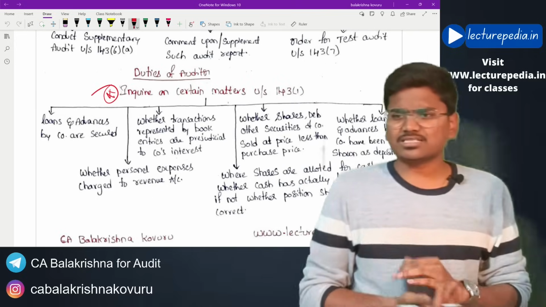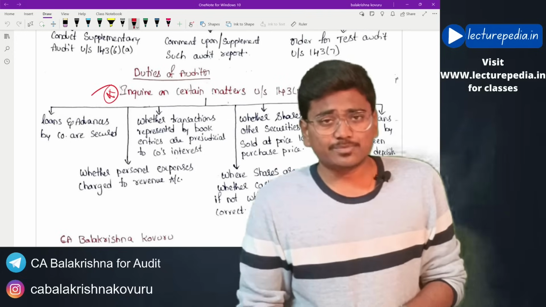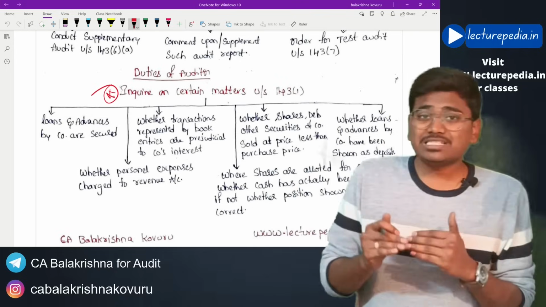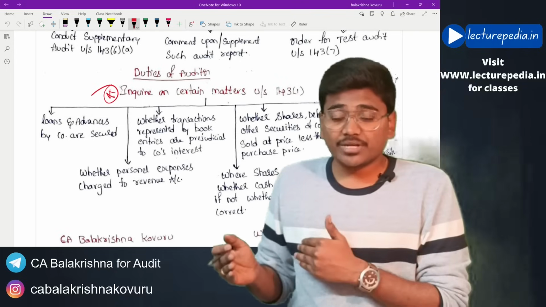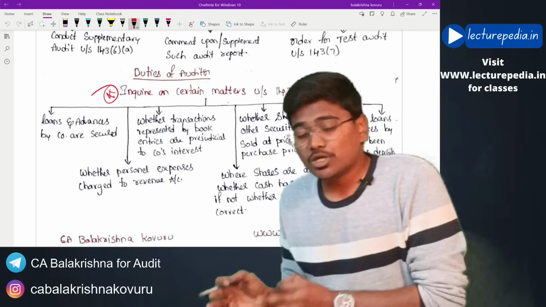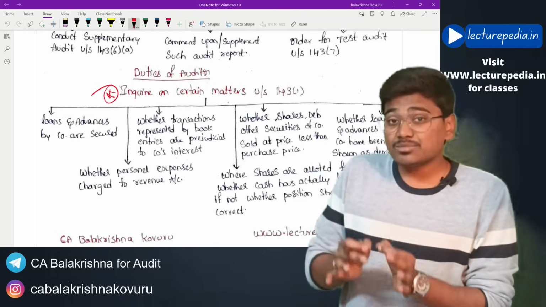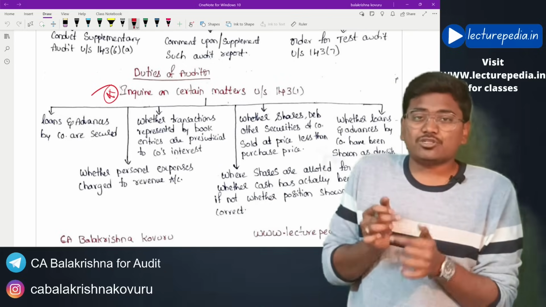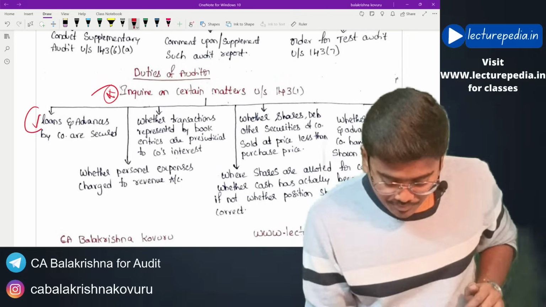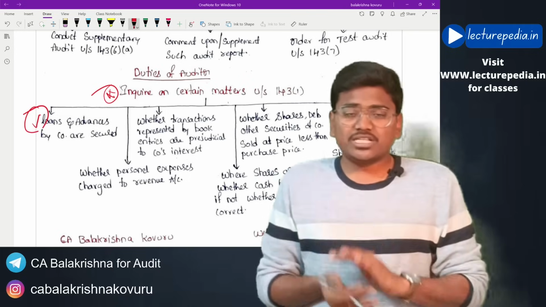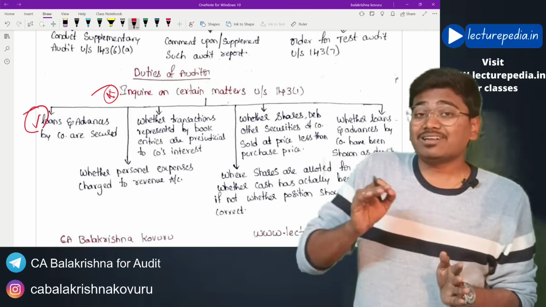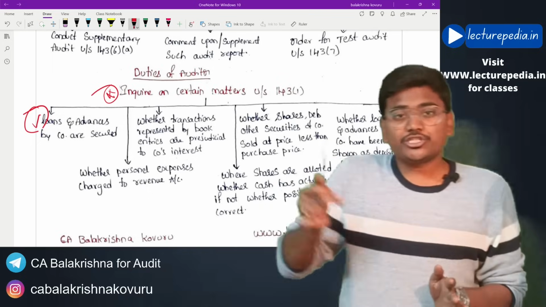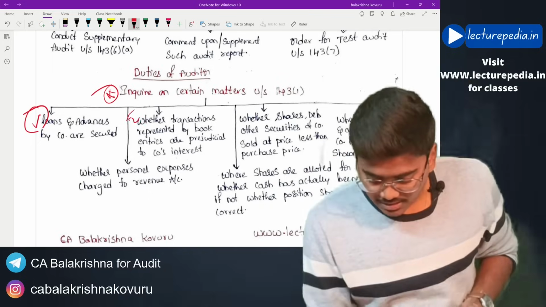Now, what are the matters that have to be inquired by the auditor as per section number 143 subsection 1? First of all, whether loans and advances that have been given by the company are properly secured or not, and whether the terms and conditions of those loans and advances are prejudicial to the interest of the entity. That is the first point that has to be verified, inquired by the auditor. Next, whether transactions represented by mere book entries are prejudicial to the interest of the company. That is the second point.